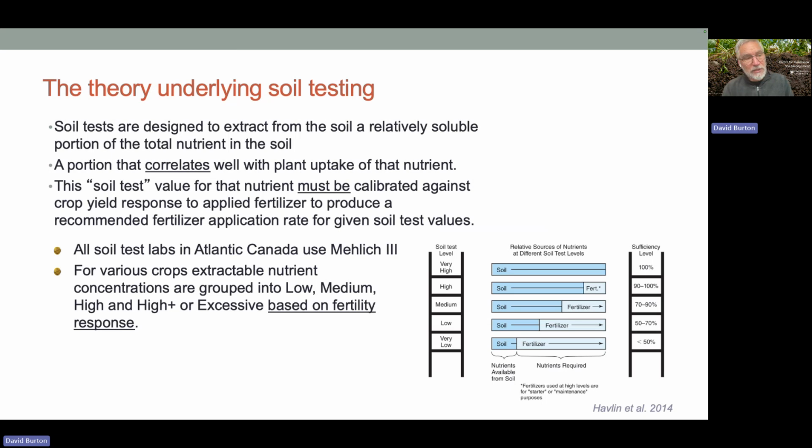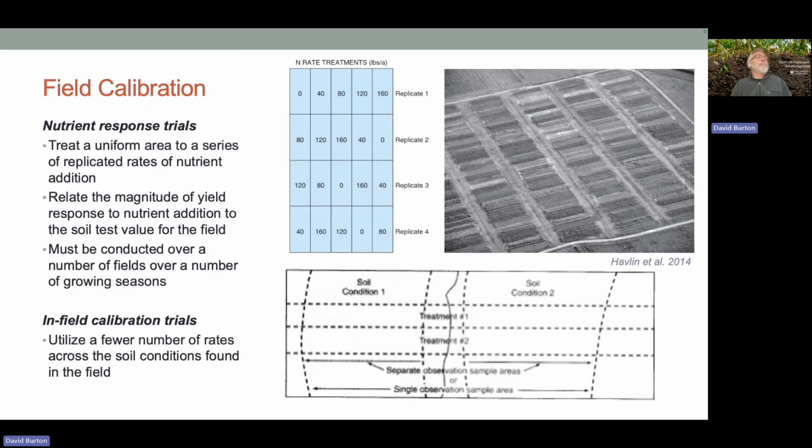And that's one of the challenges I think we have in the region, is that many of those field calibrations are quite old and are done with practices that we're no longer practicing, or varieties we're no longer using. And so there's a real need to reconsider and recalibrate some of these tests to ensure that we're getting better information as to the nutrient supplying capacity of our soils under current growing conditions.